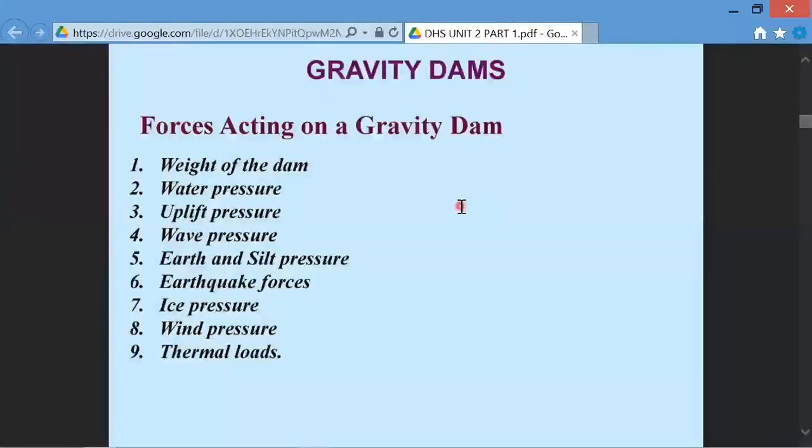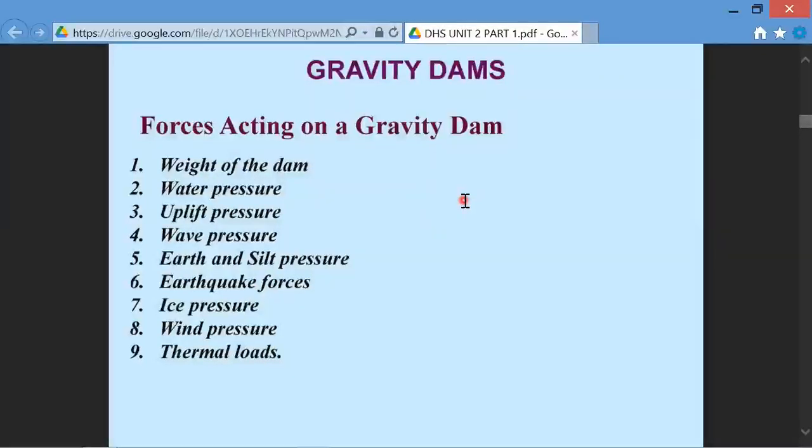Fourth one is the wave pressure. If waves are there in the water because of the wind, then wave pressure will be there. Then earth and silt pressure will be there. The silt will get accumulated on the upstream side. We can easily understand these things in the diagram also.